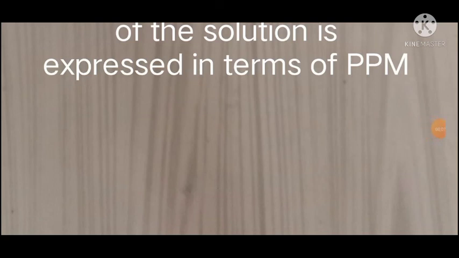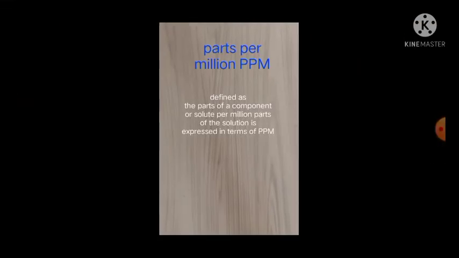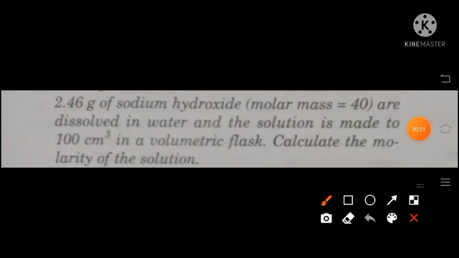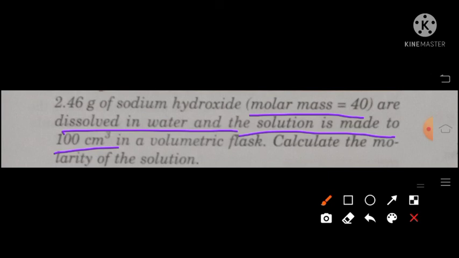Now we solve some numerical problems which are based on concentration of solutions. First of all, a numerical based on molarity. The question is that 2.46 gram of sodium hydroxide, molar mass given as 40, is dissolved in water, and the solution is made up to 100 centimeter cube in a volumetric flask. Calculate the molarity of the solution.